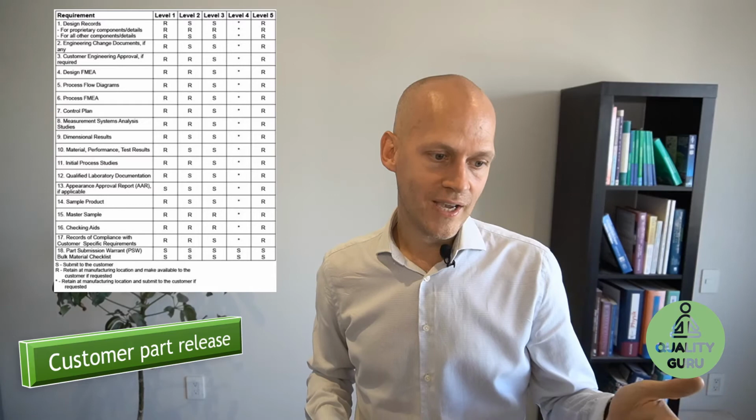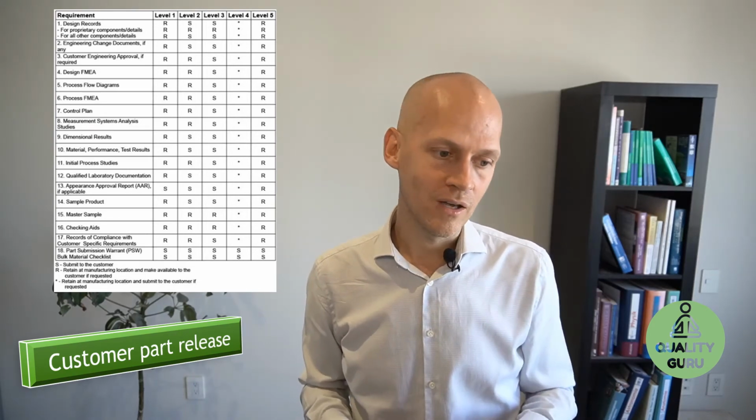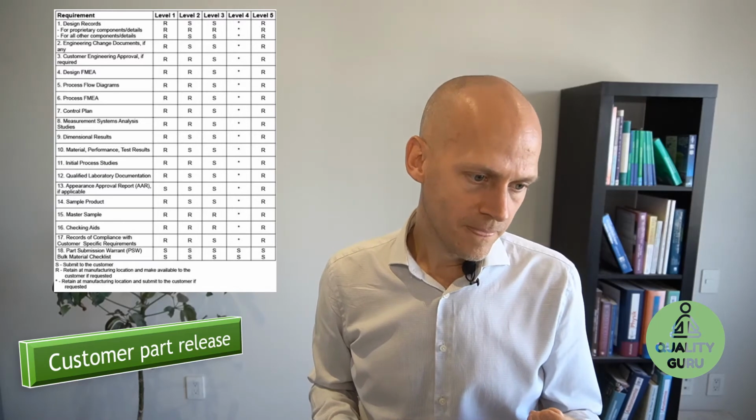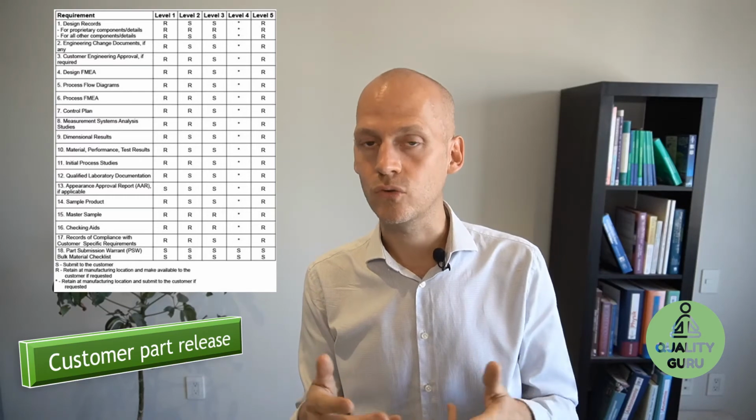Then you have checking aids. Checking aids are all the tools you use in your production to control and check the production, that it's within specification, that it's within control. So list them here. And record compliance with customer specific requirements. So here you should also show that you are meeting the customer requirements. List the customer requirements that you ensure to meet.